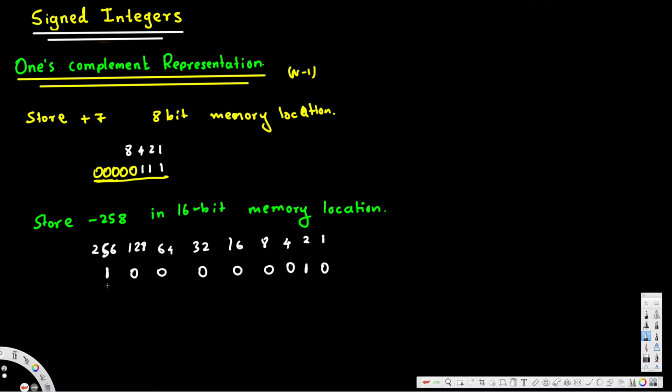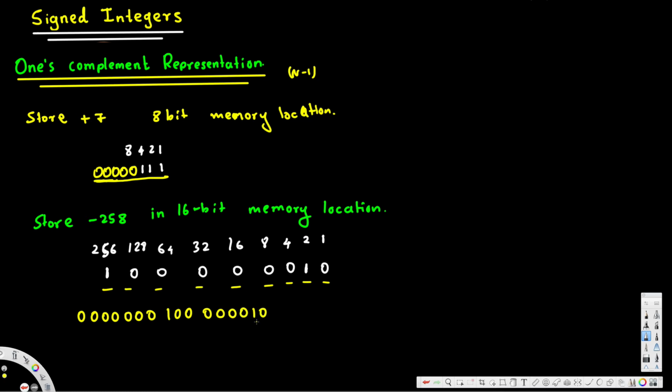Now how many bits do we have? We have 1, 2, 3, 4, 5, 6, 7, 8, 9. 16 minus 9 equals 7. So we have to put 7 more zeros in front of this. We don't even have to consider the sign right now. So let's put 7 zeros first, 1, 2, 3, 4, 5, 6, 7. And after that we fill it up with this number: 1, 0, 0, 0, 0, 0, 0, 1, 0.